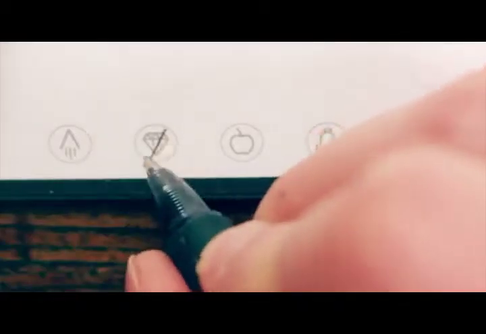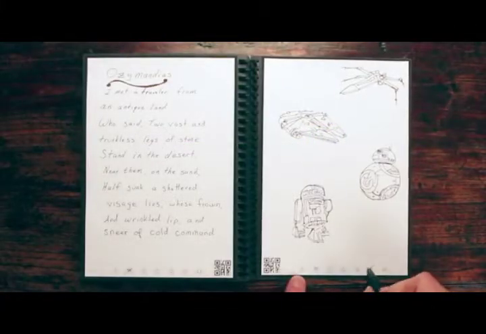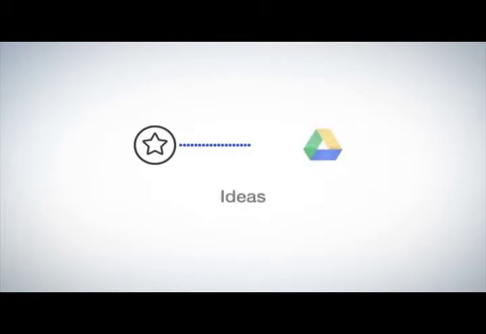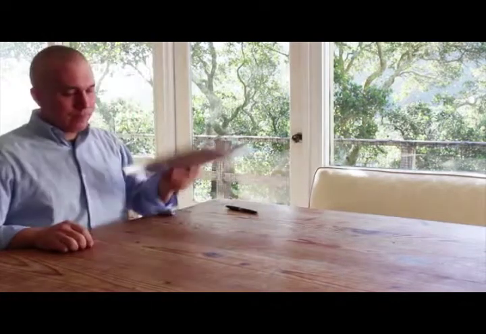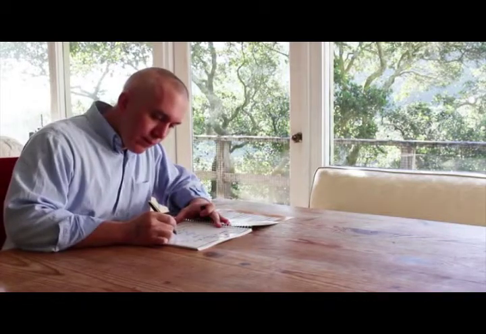He marks the diamond symbol and the Rocketbook app sends the notes to his customer meetings notes in Evernote. When he's brainstorming, he marks the star symbol, which he decided are for the notes that belong in his ideas folder in Google Docs. Now that your notes are in the cloud, when your notebook is filled, there's no need to go buy another book or let used notebooks clutter your life. Here's how you can reuse your Wave Notebook multiple times with the mere push of a button.